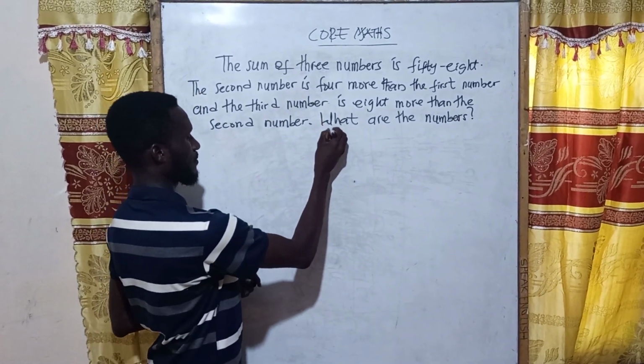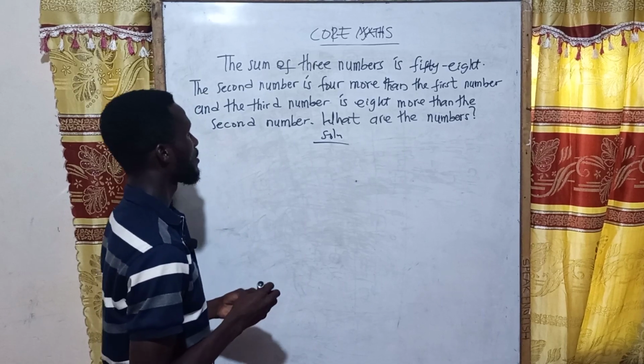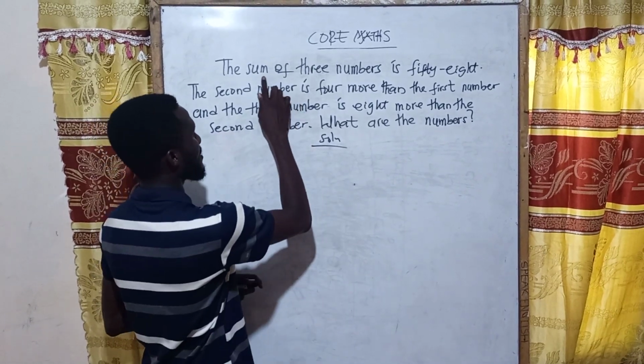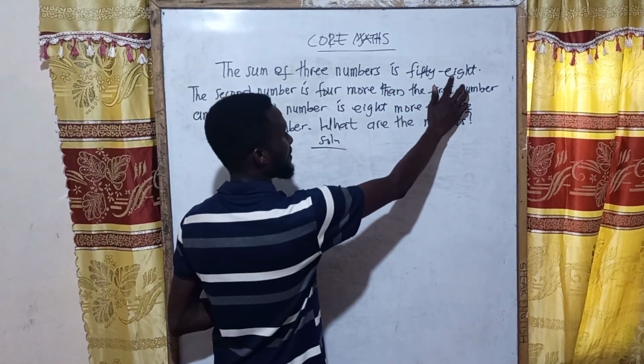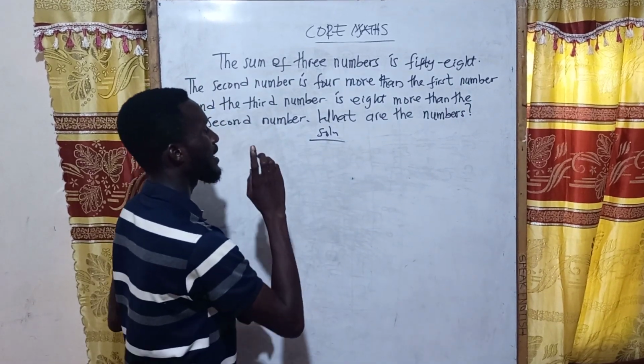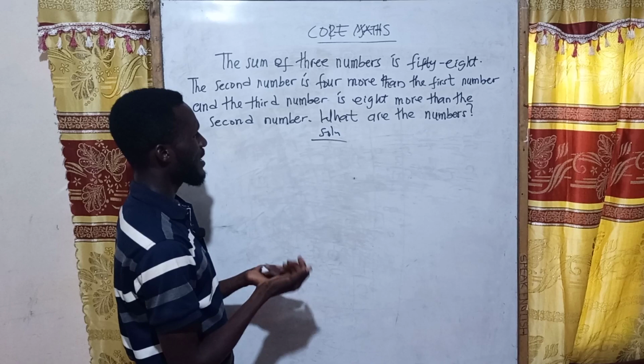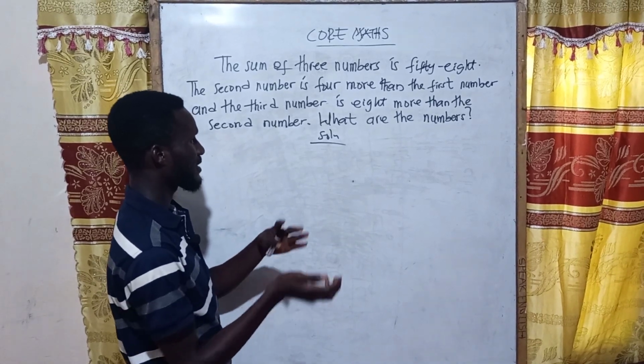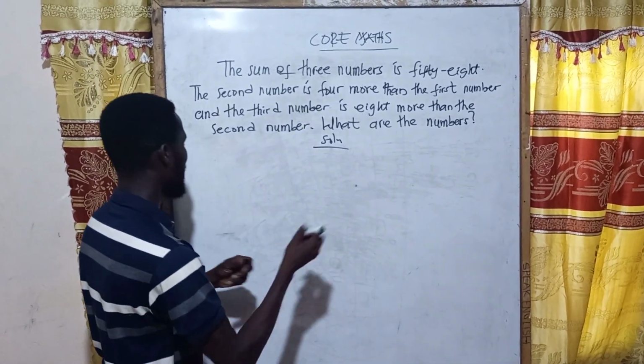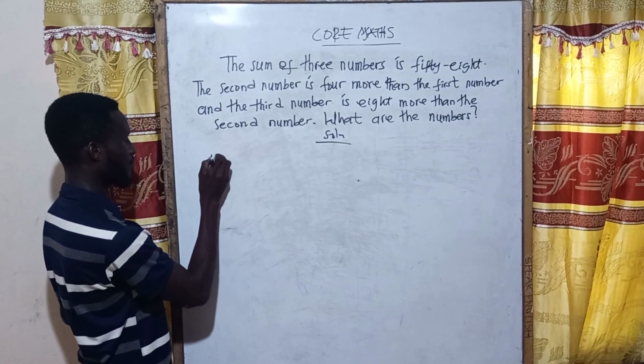Solution. 3 numbers. The sum of 3 numbers is 58. It means that when I add the 3 numbers, it's supposed to give me 58. Now, where is the first number? Where is the second number? Where is the third number? Okay. Now, let me start from here.